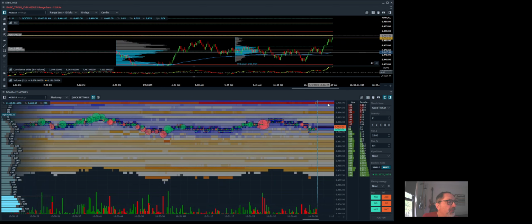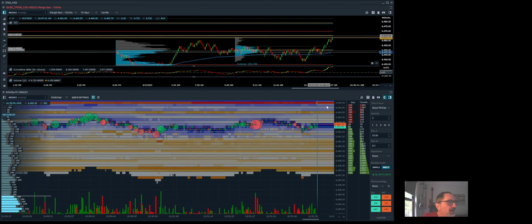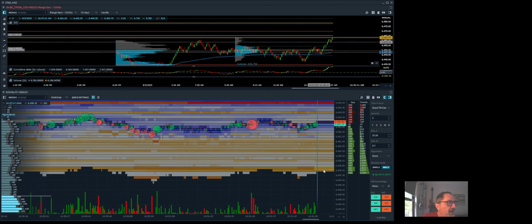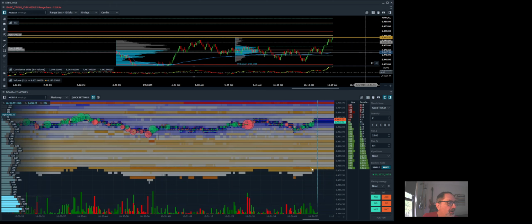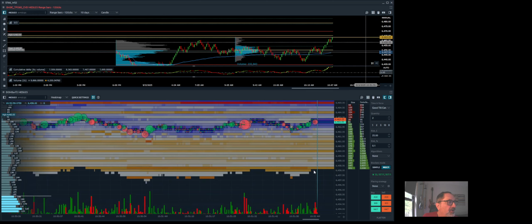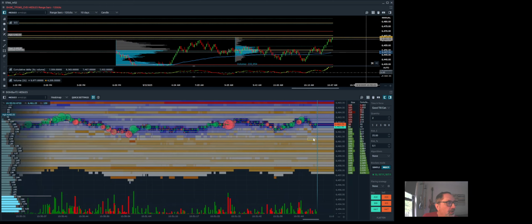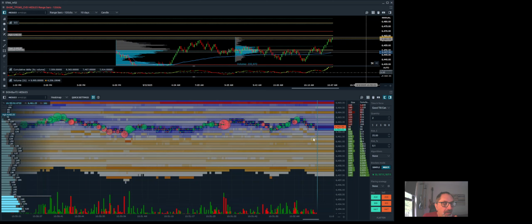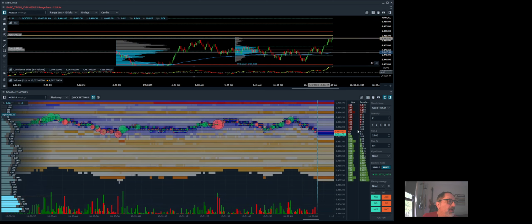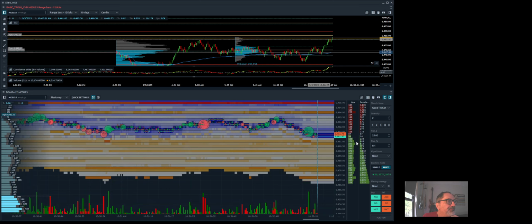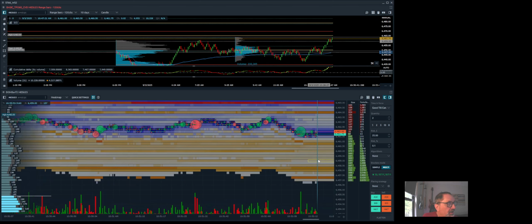because my reds are where my higher liquidities are. My oranges to red, higher liquidity. White, blue, black are lower liquidity. And it's all in context. So we want to look at that as well.